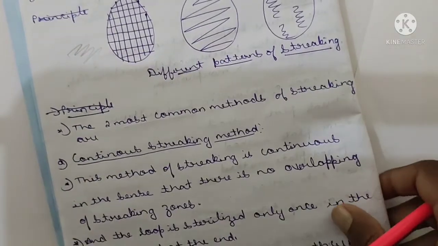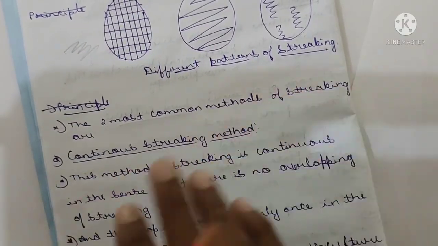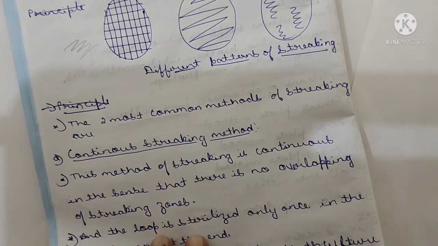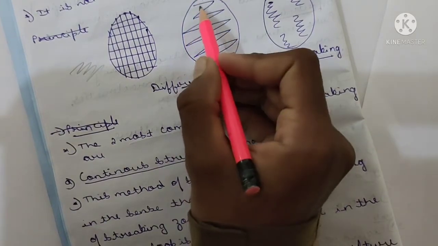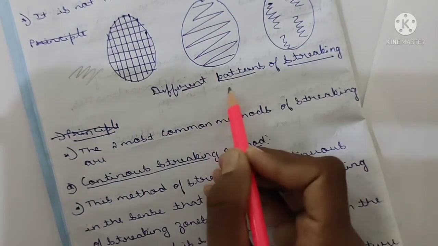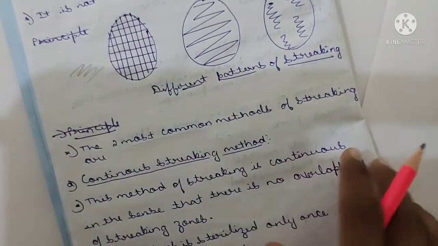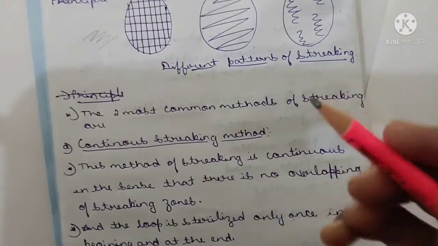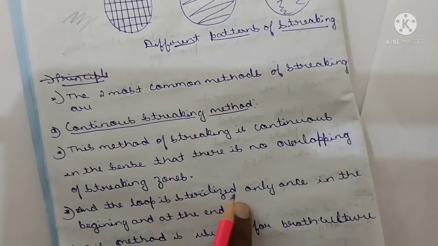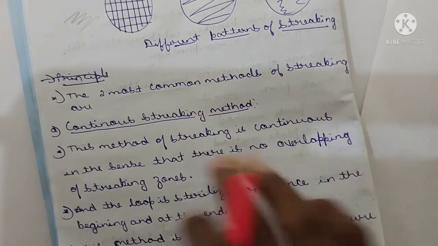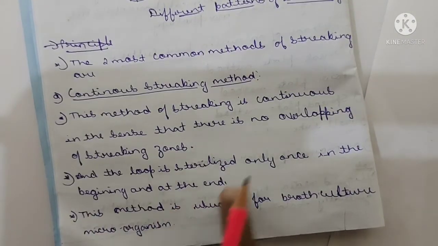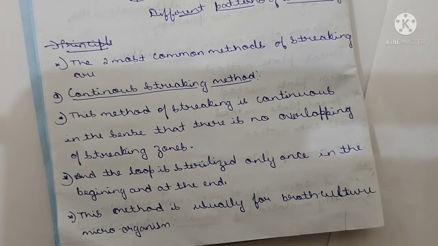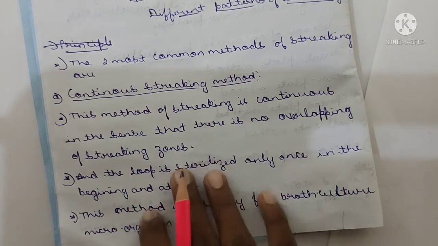The continuous streaking method is continuous in the sense that there is no overlapping of streaking zones. We are not overlapping. Once we streak, from the beginning to the end it will not stop in between, and the inoculation needle or loop is sterilized only once, at the beginning and the end. Got it? This method is usually for broth culture microorganisms. This type of continuous method we use for broth culture microorganisms.